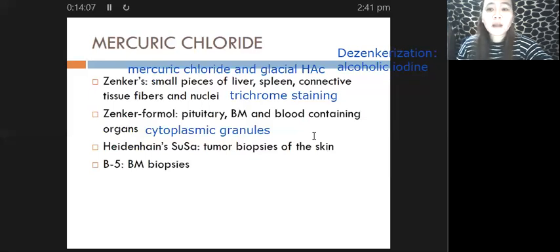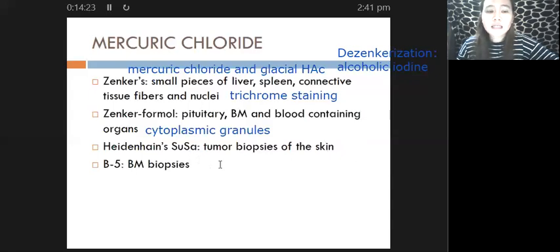Okay, so what are the uses of your Heidenhain-Susa in the laboratory? So this is utilized for tumor biopsies, especially of the skin. Okay, so skin tumor biopsies.